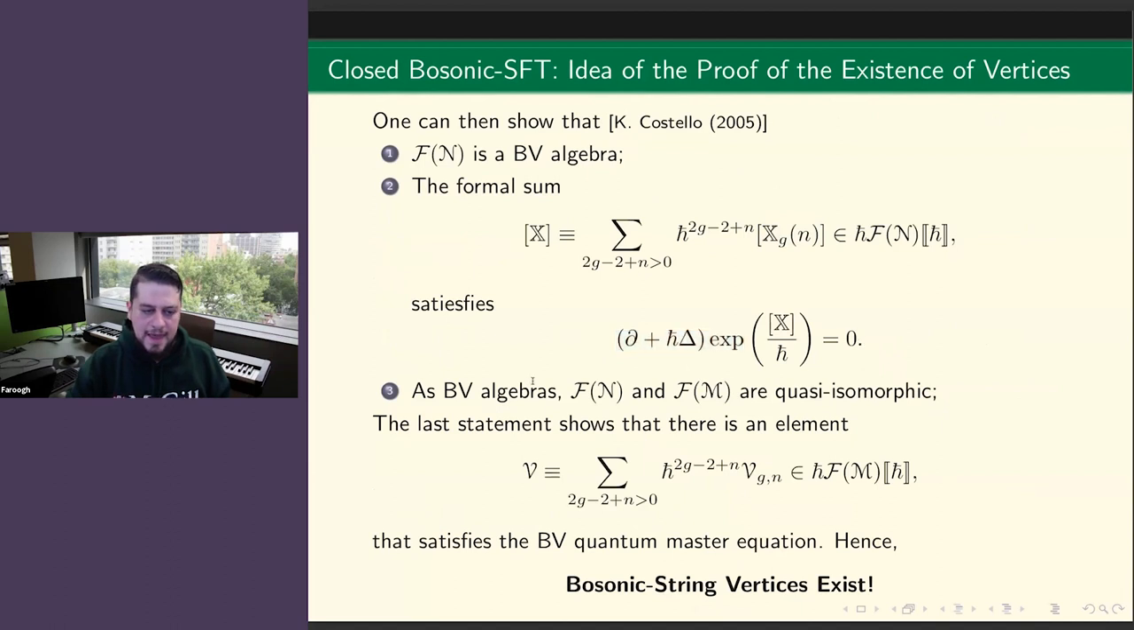And if you consider the formal sum of these chains, he shows that they satisfy the BV quantum master equation. Furthermore, Fm and Fm are quasi-isomorphic with each other, which basically means that they have the same space of solutions of the BV quantum master equation. So now that we have shown that Fn has a solution to the BV quantum master equation, because of this third conclusion, we know that there is an element in this BV algebra Fm, which is basically our string vertices, that satisfies the BV quantum master equation. So in this way, he rigorously established that the bosonic string vertices exist.